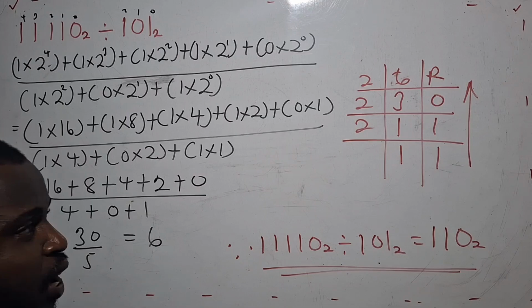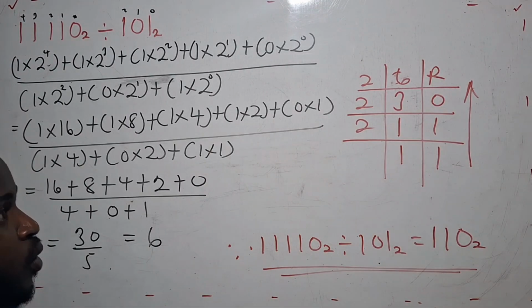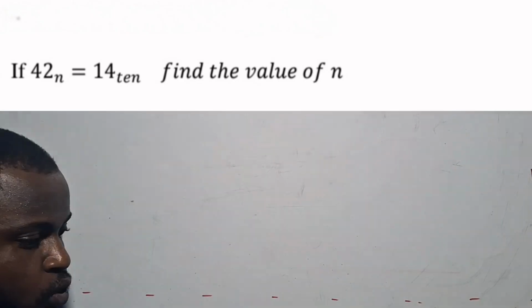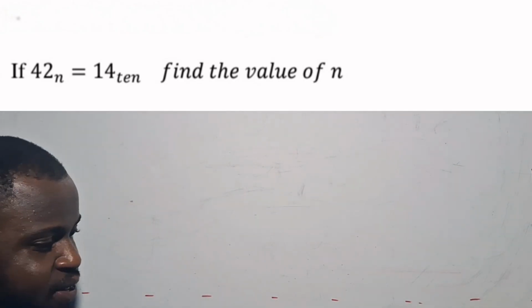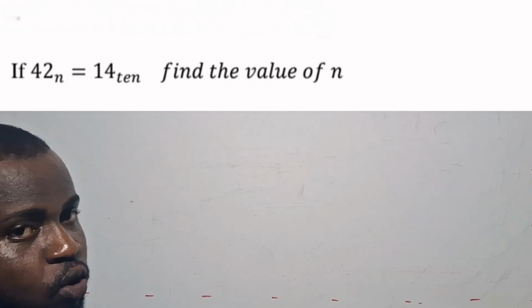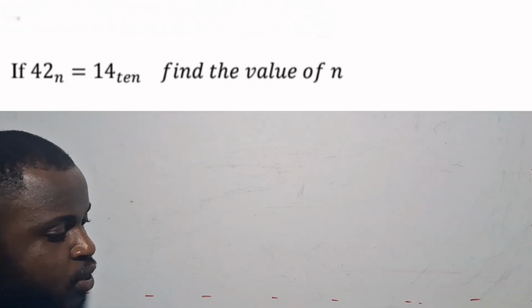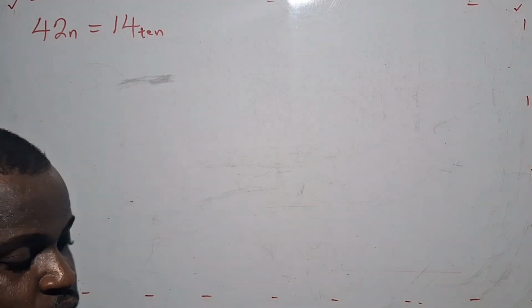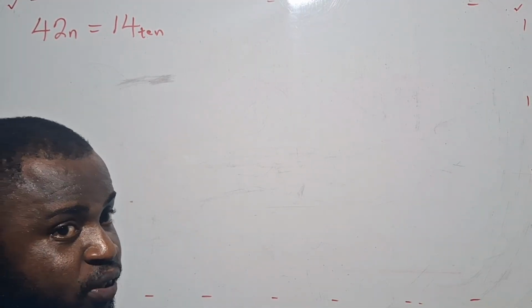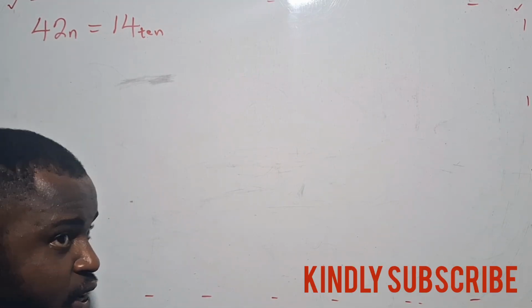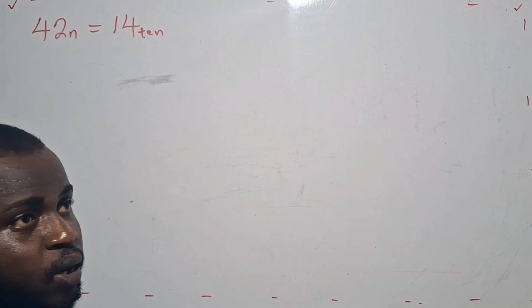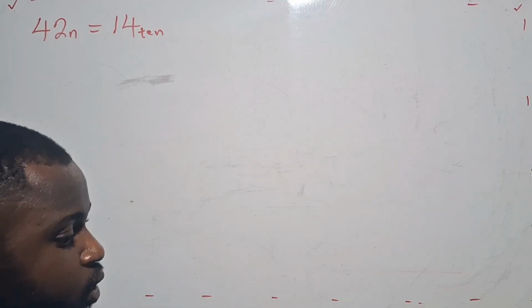So we are quickly going to take another different question on this part. The next question on the screen says, if 42 base n is equal to 14 base 10, find the value of n. Interesting. This is an equation involving number bases. And if you still have a problem with equations, I've treated linear equations, inequalities, and simultaneous equations on my channel. There's a playlist for that. You can go and check it out.